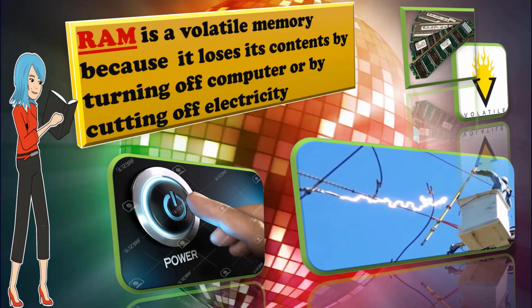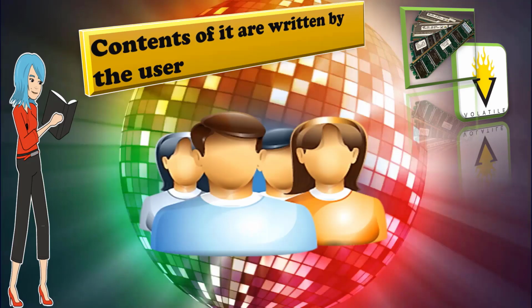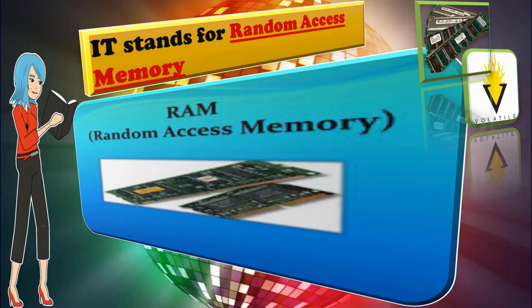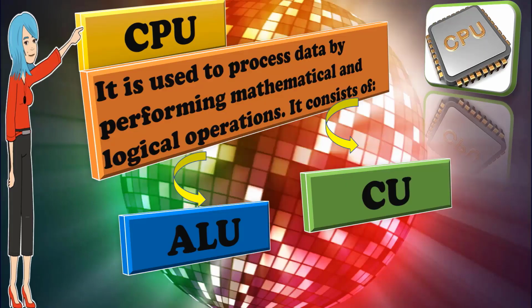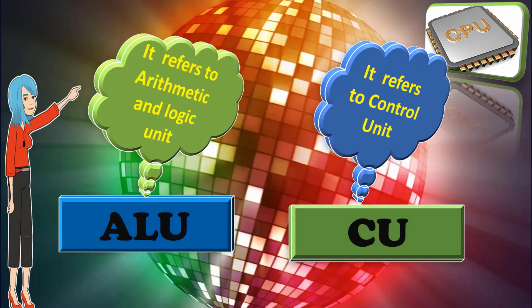As to RAM, RAM is a volatile memory because it loses its contents by turning off computer or by cutting off electricity. Contents of it are written by the user. It stands for random access memory. It's called work memory because it is the part that deals with the user. After explaining what is the difference between ROM and RAM, let's explain what is the function of CPU. It is used to process data by performing mathematical and logical operations. It consists of two units, which are ALU and CU. ALU refers to arithmetic and logic unit, but CU refers to control unit.